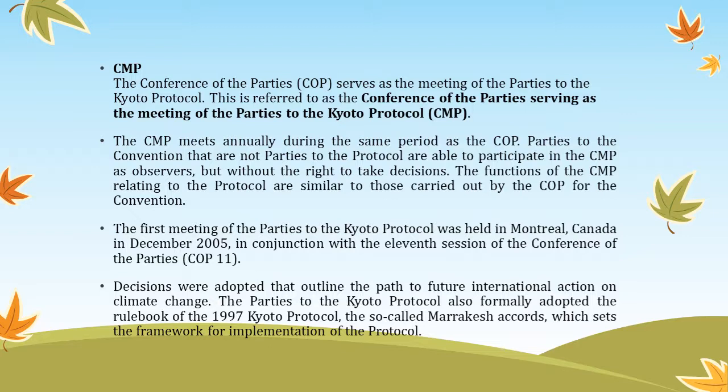So in fact, with respect to the Kyoto Protocol, which also formally adopted its rule book, the parties to the Kyoto Protocol formally adopted the rule book of the same protocol, and they call it the Marrakesh Accord, which sets out the framework for the implementation of the protocol. So there are several such major, landmark decisions which happened over the period of 25 years in the entire legislative history of the Framework Convention on Climate Change. Or to be very specific, of course, international or global climate policy.